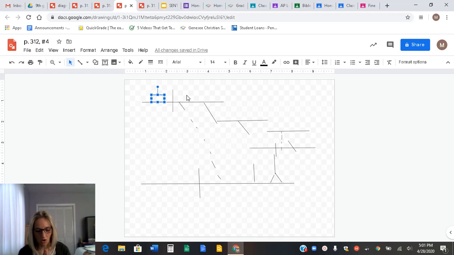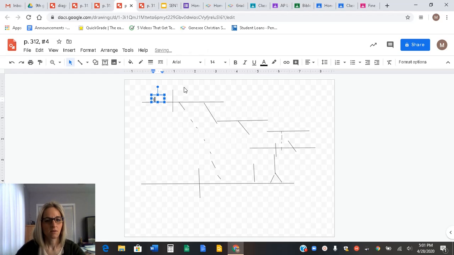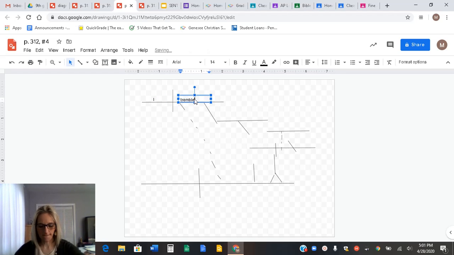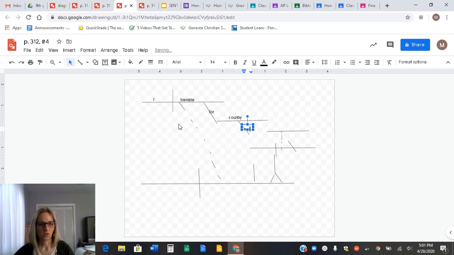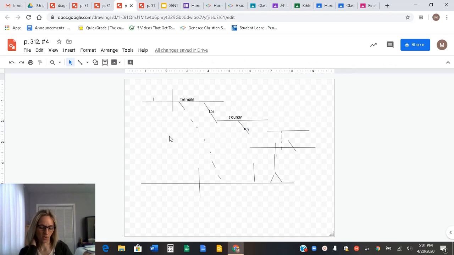All right, so let's break it down. Let's do the independent clause first, which is I tremble for my country. So let's start there, okay? Small pieces. I, okay, what is the verb? Tremble. Then what's going to go here? If you said your prepositional phrase, you are correct. So I tremble for my country. There's my independent clause.